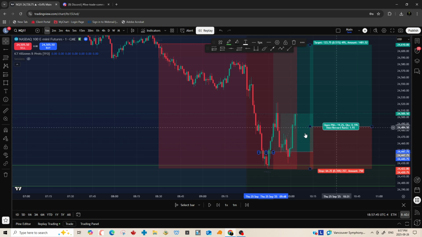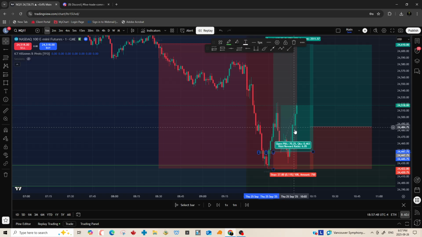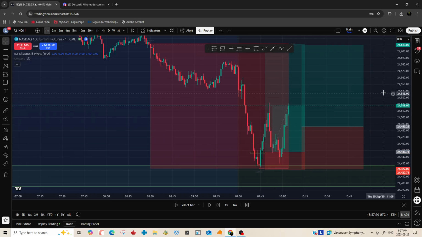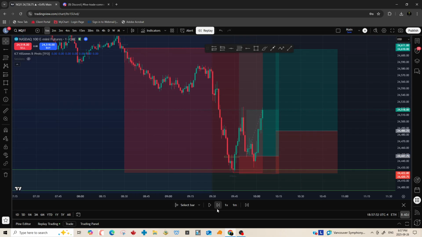And I did want to take this re-entry right here because we had another inversion. We failed to sweep below. This would have been a good re-entry, and as you can see from there, we ended up pushing up, and we had draws on liquidity higher. That was the main thing.